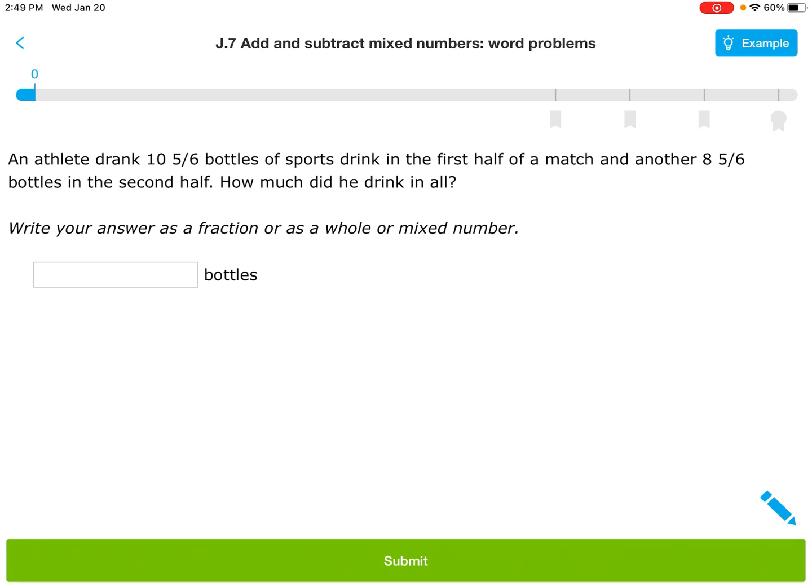Today we are going to continue working on adding and subtracting mixed numbers, but this time you're going to have to do a little bit more work because they're in word problems now. Alright, so let's get started.